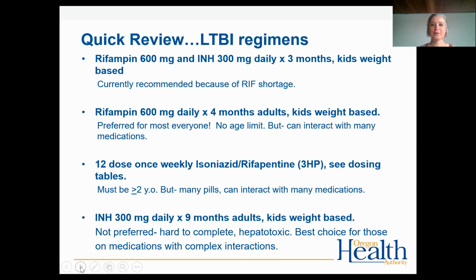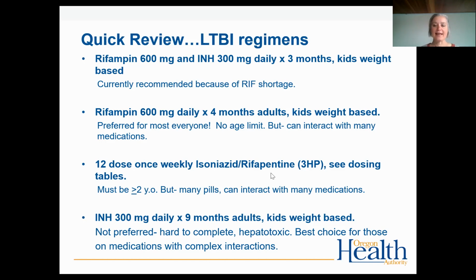So I'm also going to quickly review the different regimens to treat latent TB infection, just so you remember. Okay, so you see what they are. So right now we're recommending for most people who have latent TB infection, rifampin 600 milligrams and INH 300 milligrams daily for 3 months. And for kids, this is going to be weight-based. And we're recommending this because, as you recall, there's currently a rifampin shortage. I think it's getting a little better, but we don't know. So we hope that we can save a little rifampin by using that regimen.